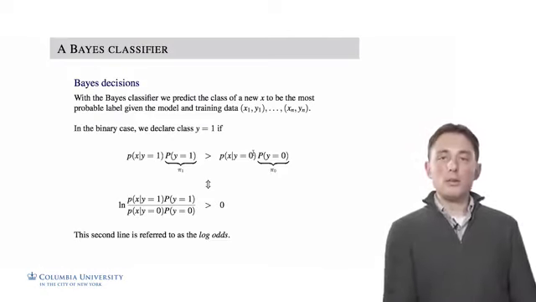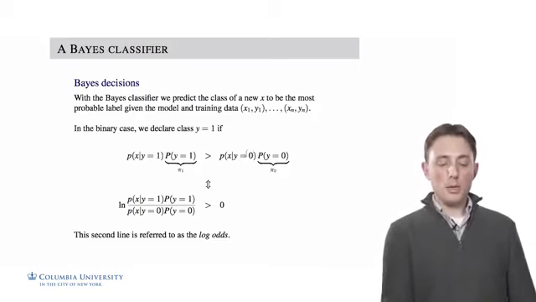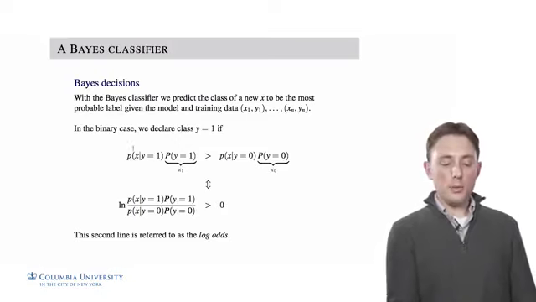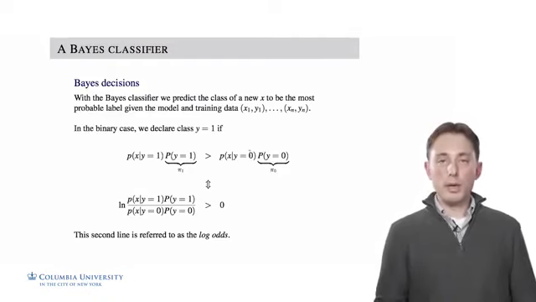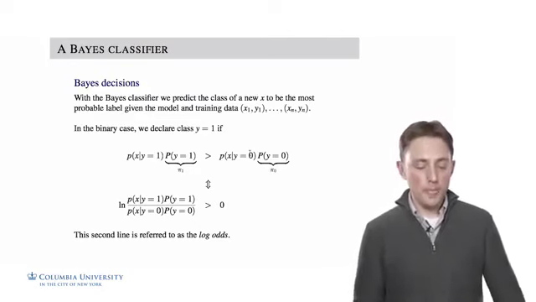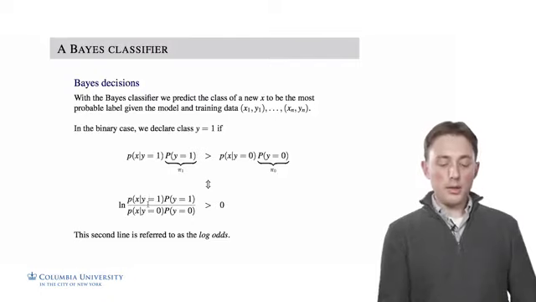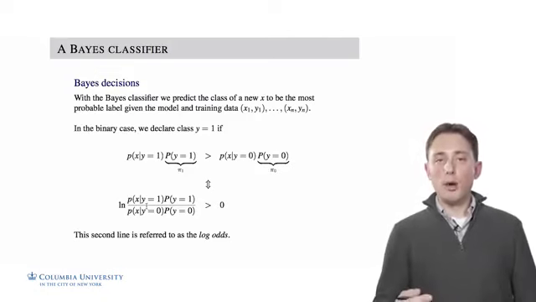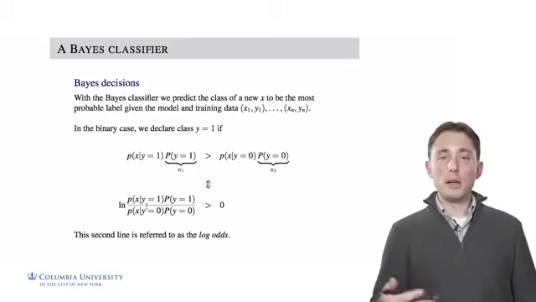We can use simple algebra to rewrite this. We can bring the right-hand side into the denominator of the left-hand side and say we would predict 1 if the ratio of the left and right is greater than 1. Take the log of both sides, and we arrive at something called the log odds. If the log odds, which is the log of the probability of class 1 divided by the probability of class 0, is greater than 0, then it's more probable that it's class 1. We declare class 1. We declare class 0 if this is less than 0.